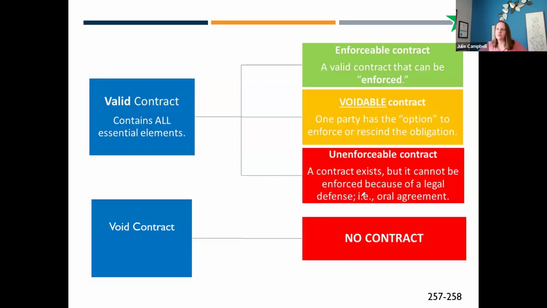The example we have of a void contract is somebody that's been declared mentally incompetent by a court of law. And we will talk about when it is voidable, I promise. If the individual has been declared incompetent by a court of law, the judge will make that contract void. Does everybody see that? The example on page 258. And we'll talk about who can make it voidable.